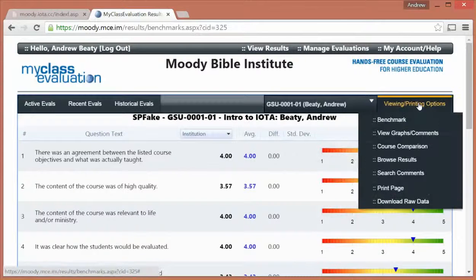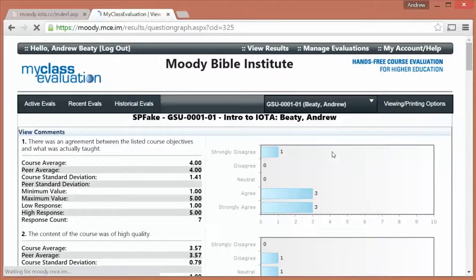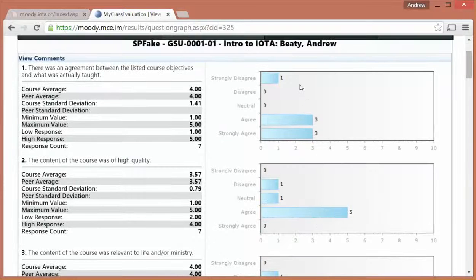When you look over here at the viewing and printing options, this page that we're on currently is the benchmark page. If you go to the view graphs and comments page, this will show you a breakdown of what was scored on each of the questions. So again, in some of these classes, when there's a pretty small number, it's more important to look at where the mode, the number that appears the most often, is, as opposed to just the strict average. So here, you had one student who strongly disagreed, but 6 of the 7 students agreed or strongly agreed. And so that gives you an idea of where you're at.